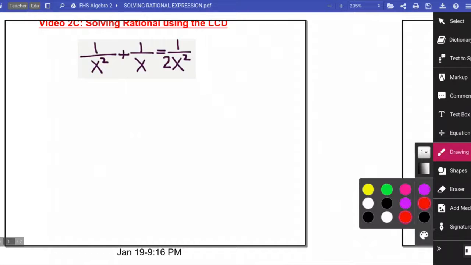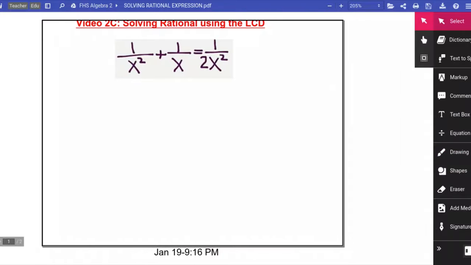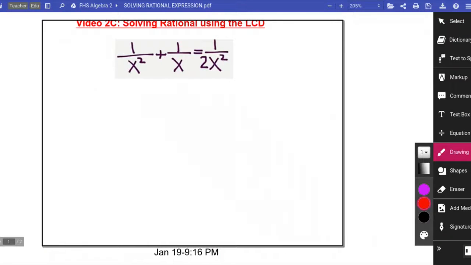I'm going to skip to B. I'm going to jump to 2C. All right, with 2C, let's carry on. So first, we got to get the LCD. Ready? All right, let's move that over. All right, let's get the LCD.